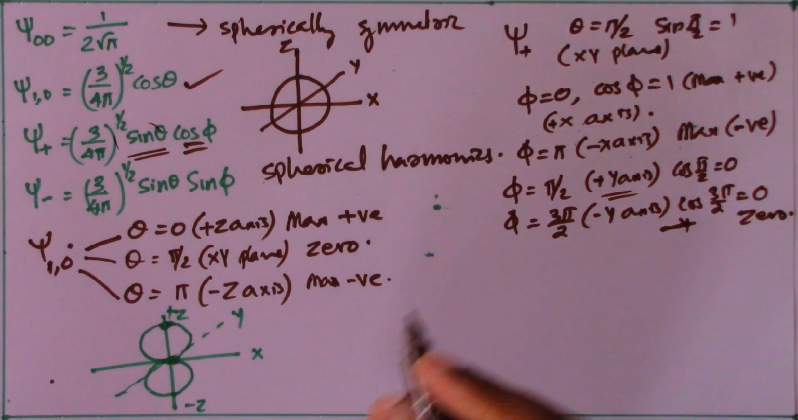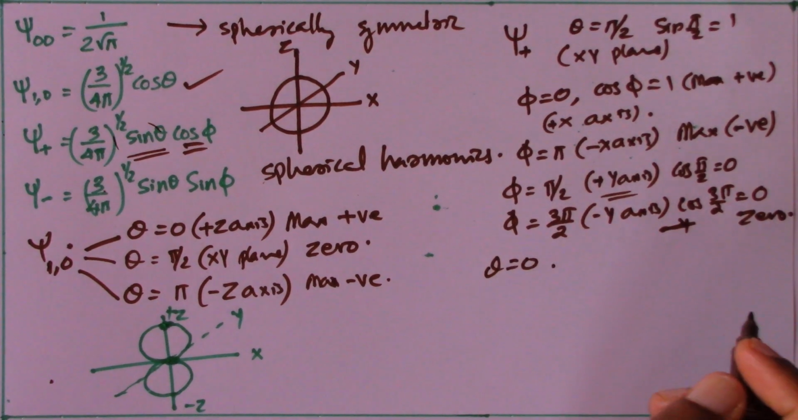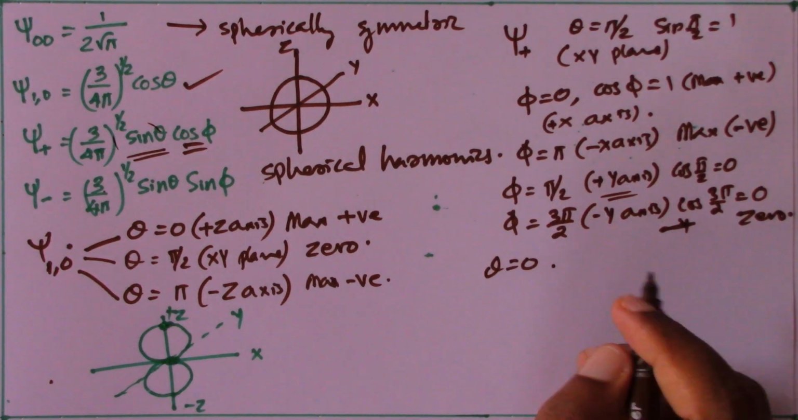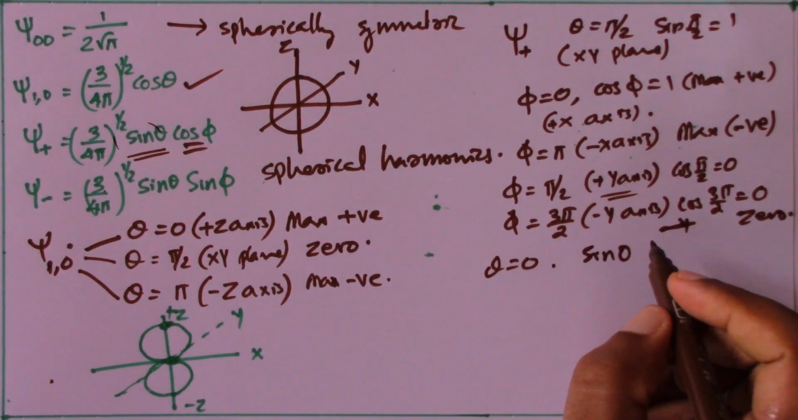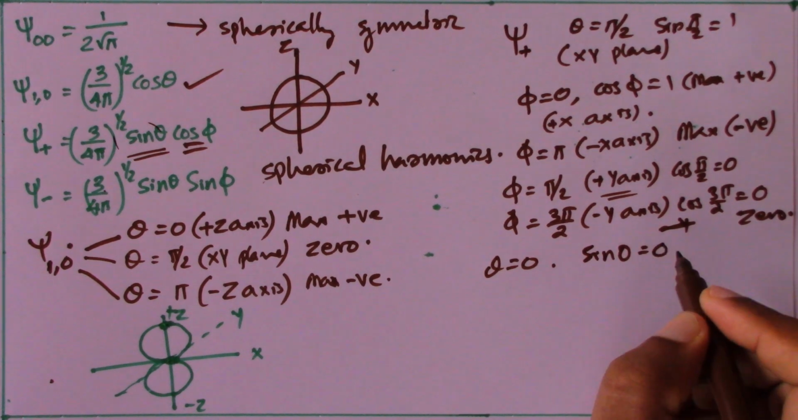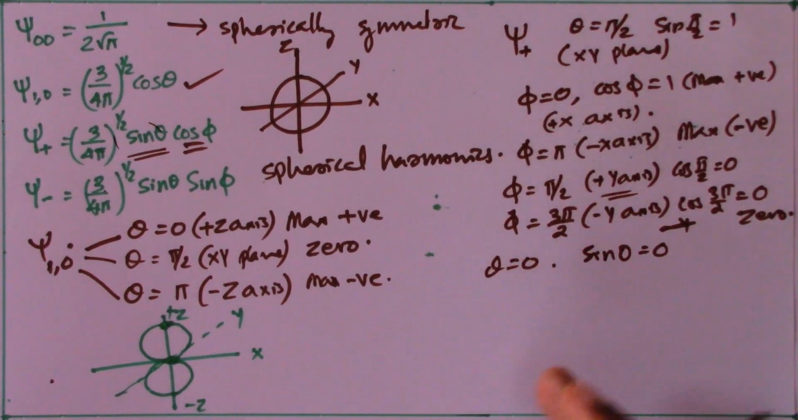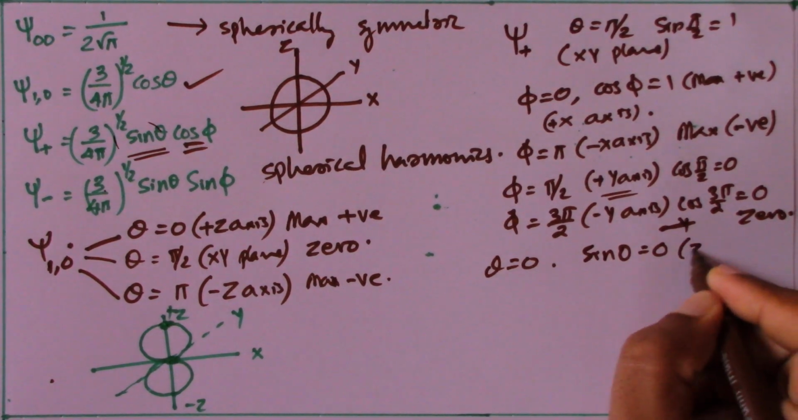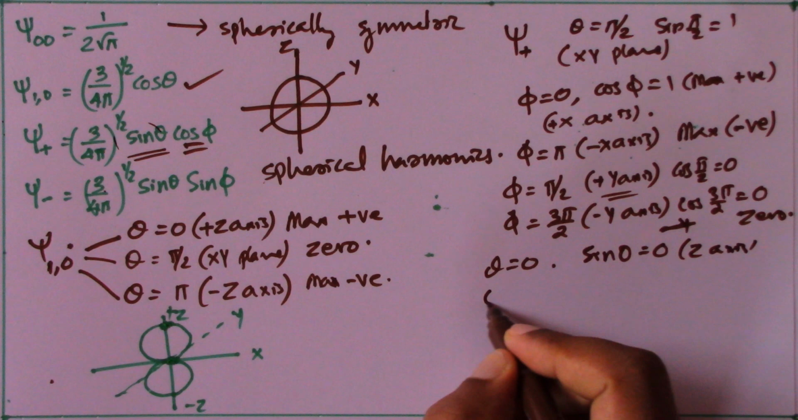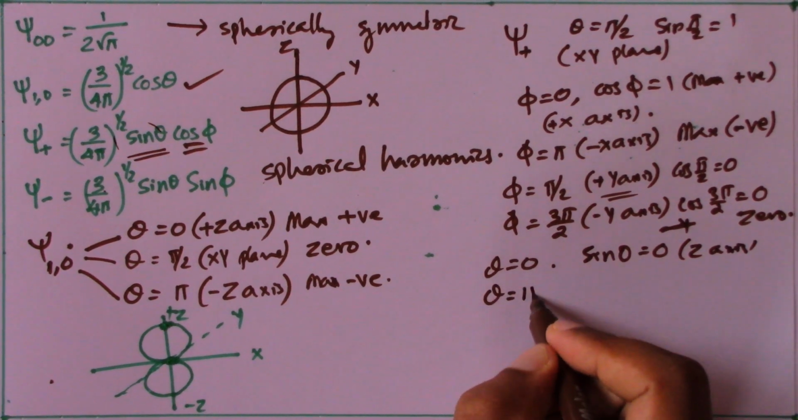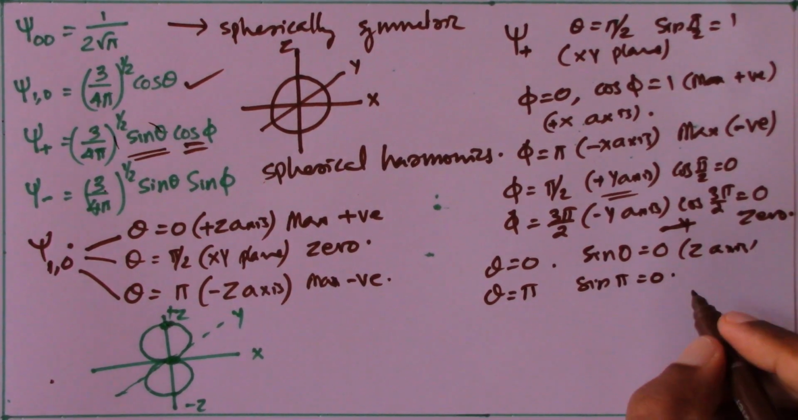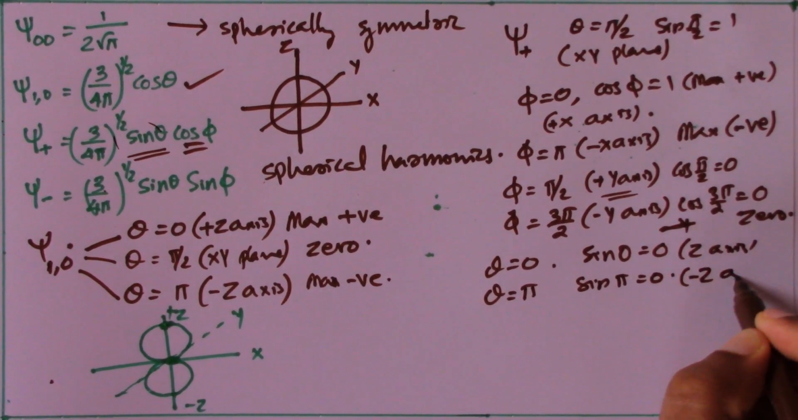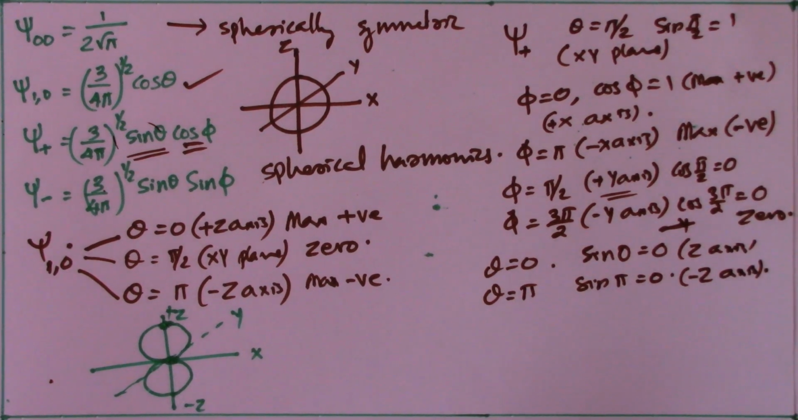In the z-axis, theta is equal to 0. Theta is equal to 0 means we have sine 0, and sine 0 is equal to 0. It means that in the z-axis also this function has no value. In the minus z-axis, theta is equal to pi, then sine pi is equal to 0. It means that in the minus z-axis also this function doesn't have any value.